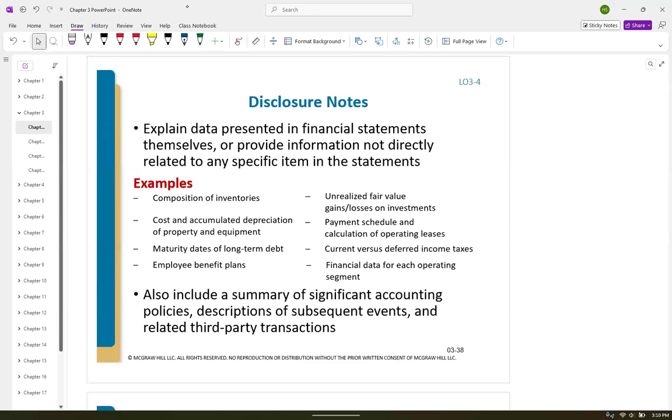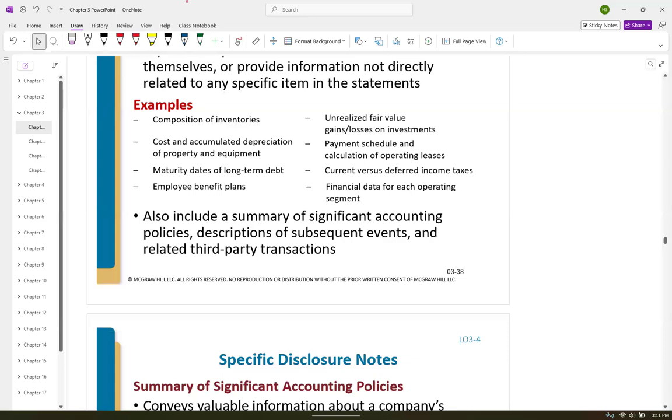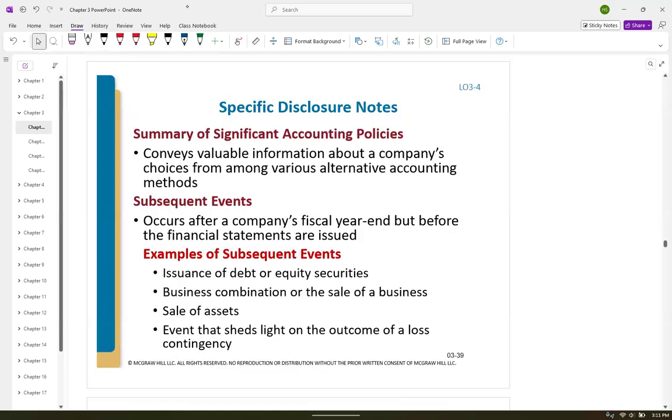Okay. All of these disclosures are going to explain what's in those handful of financial statements. Like you got inventory. What kind of inventory system are you using? Are you doing LIFO, FIFO, weighted average, specific identification? That's disclosed in the notes because that's going to help us make decisions on what those financial statements say. Okay. All right. We would have a summary of significant accounting policies that just conveys valuable information about the company's choices from various alternative accounting methods.